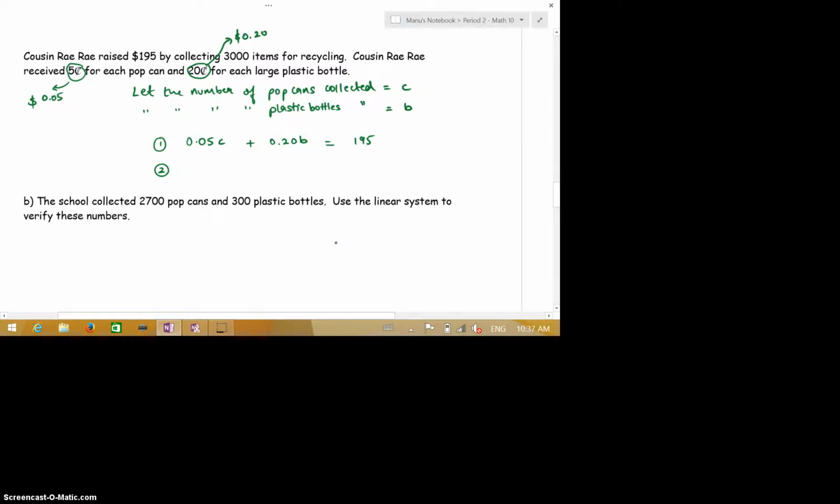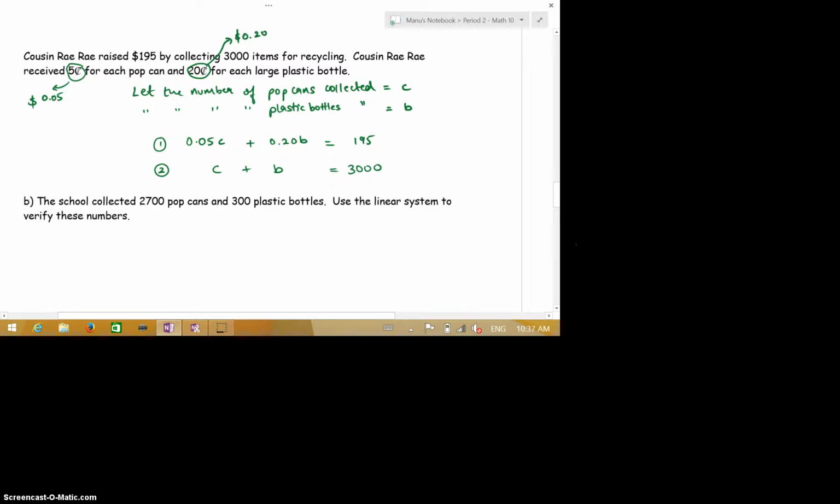C plus B. We're only using variables C and B, right? So I'm just going to say the number of cans represented by C, the number of bottles represented by B. So if I take the number of cans plus number of bottles, what do they need to add up to? 3,000. That's my second equation. Right? That's two equations that I generate from that.